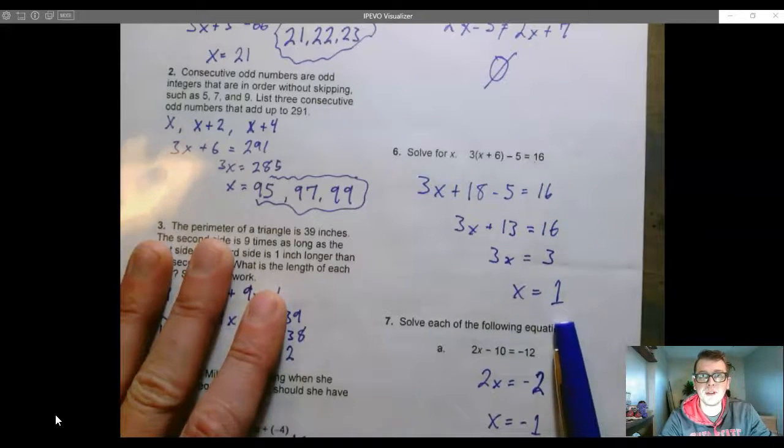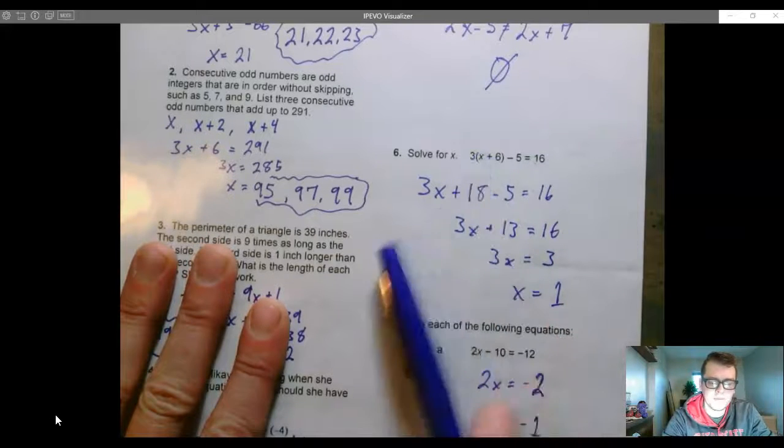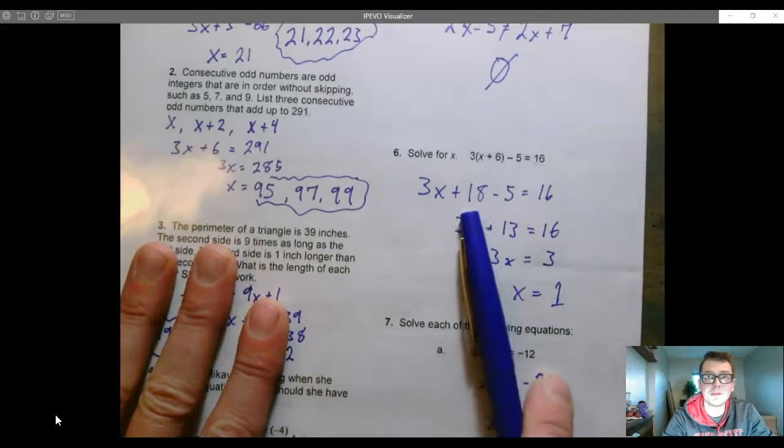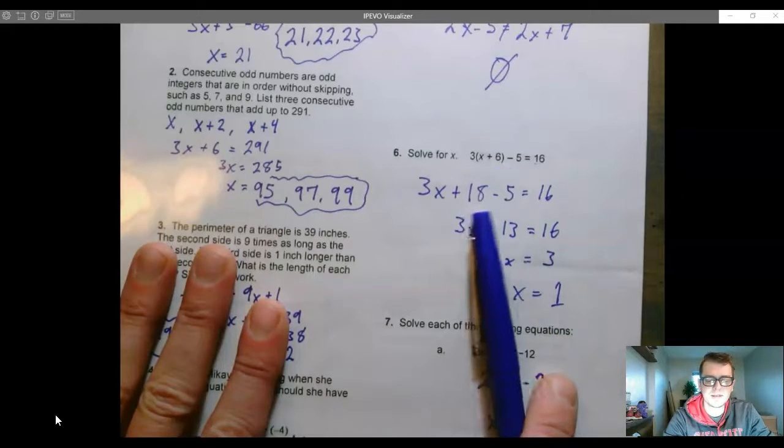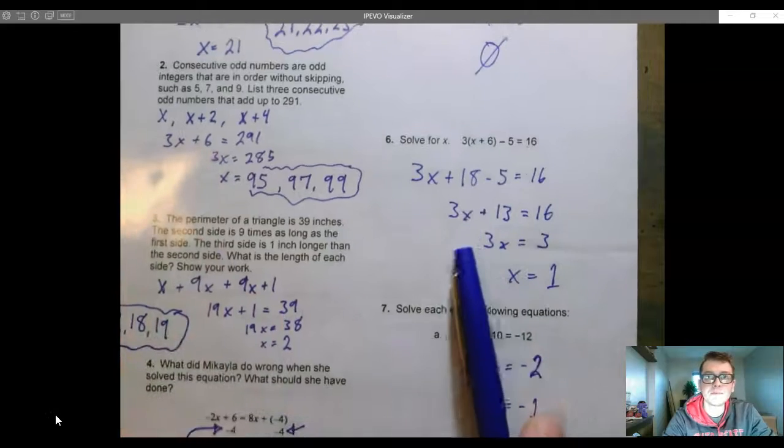But if you take the route that I have shown here and do the distributive property, we get 3x plus 18. Make sure that you get that multiplication of the 3 times 6. That's a mistake people like to make.